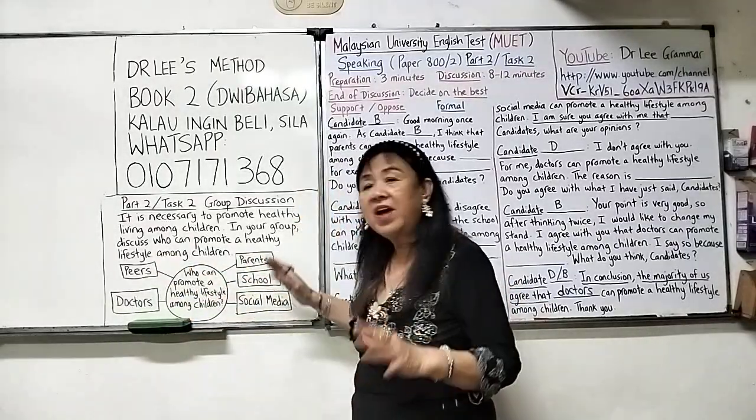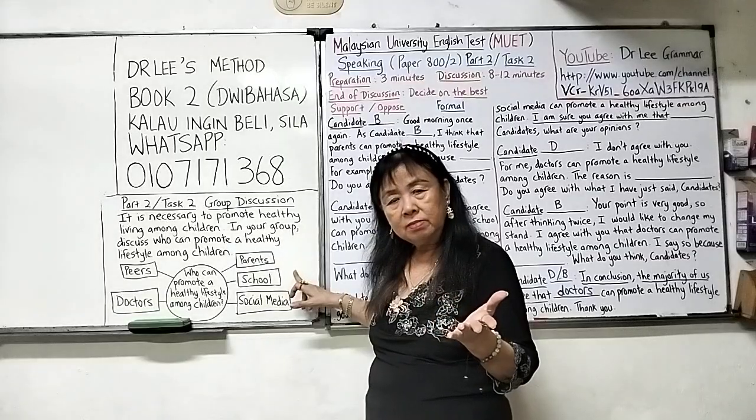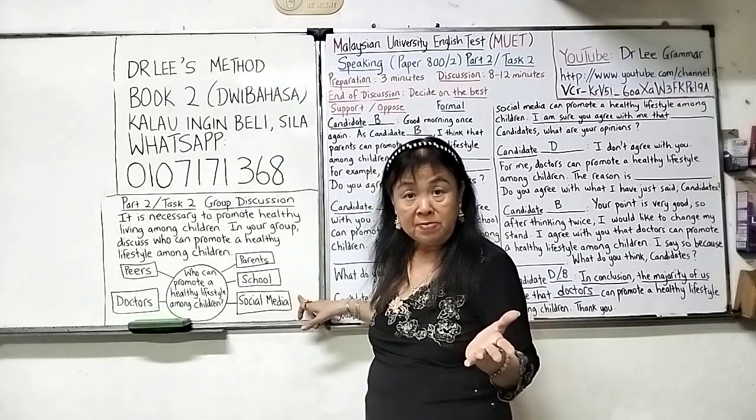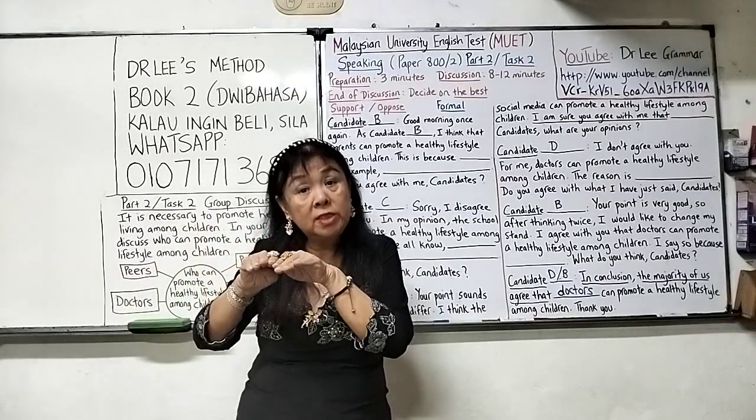Then you are given here 5 options. First, parents, or school, or the social media, or peers. Peers are people who are of the same age as you.